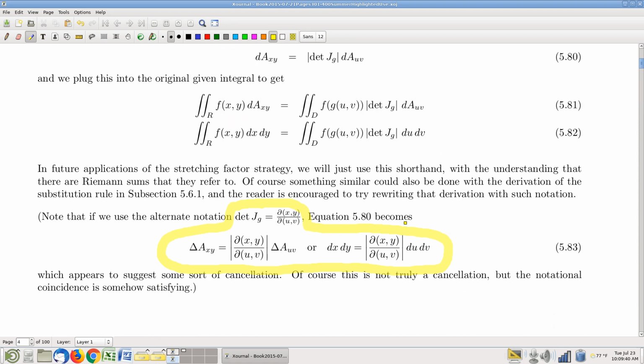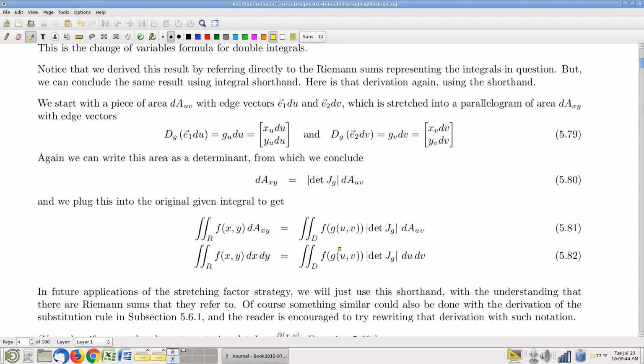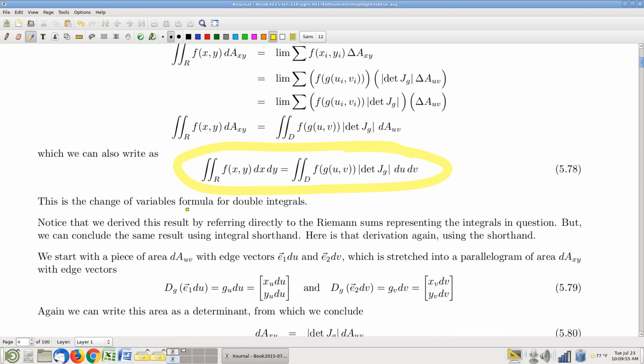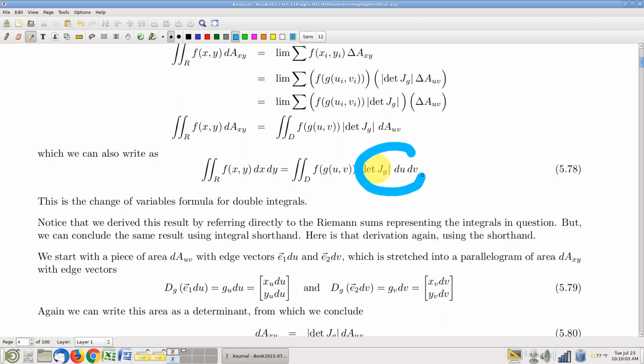Okay, so here then is your change of variables formula. This is what I wanted. Here we go. Change of variables formula. So you'll see here the stretching factor. That's how much area in the UV plane gets stretched out to become area in the XY plane.